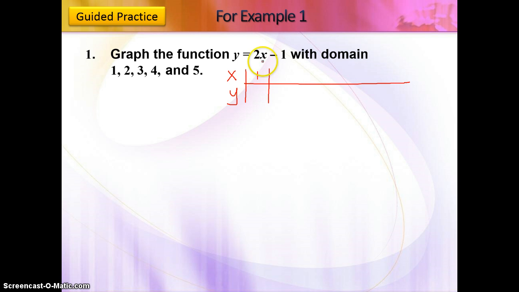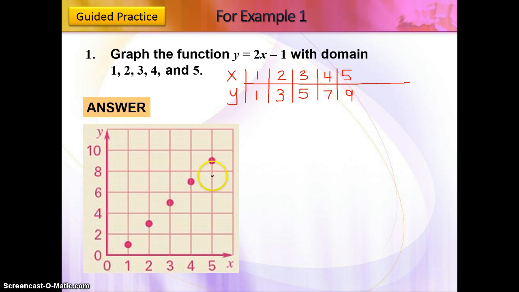So when I plug in 1 into the function, 2 times 1 is 2, 2 minus 1 is 1. When I plug in 2 as x, you would multiply 2 times 2 is 4, minus 1 is 3. Plugging in 3, I have 2 times 3 is 6, minus 1 is 5. Plugging in 4, 4 times 2 is 8, minus 1 is 7. 5 times 2 is 10, minus 1 is 9. So these are my ordered pairs.